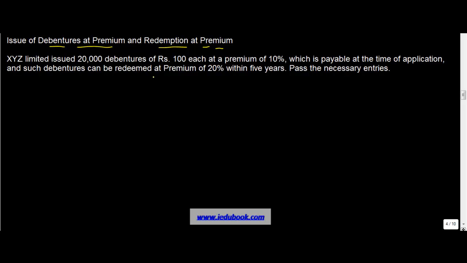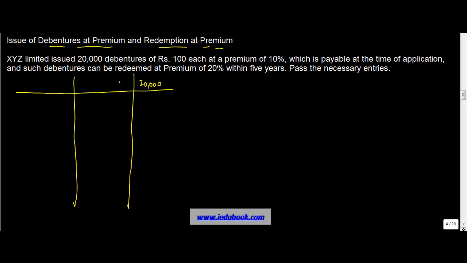XYZ Limited issued 20,000 debentures. I think this has been the common feature across all the questions that we've taken, of rupees 100 each at a premium of 10%. So the face value is 100, premium is 10%, or 10. So the cash that you receive upfront is 110, which is payable at the time of application. And such debentures can be redeemed at a premium of 20% within 5 years.